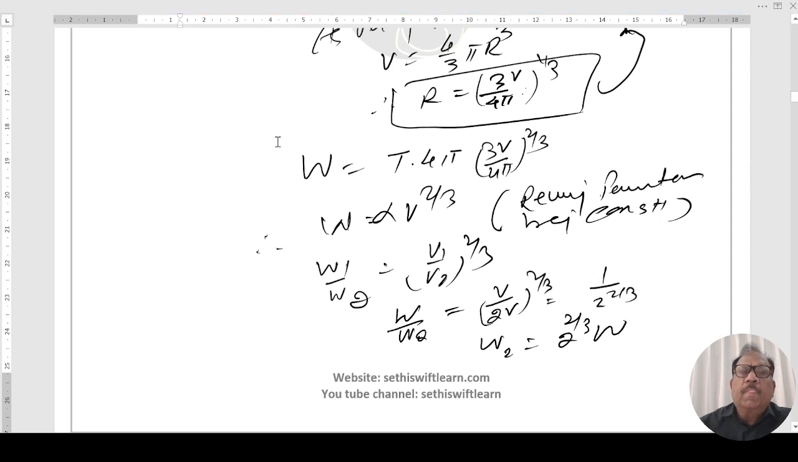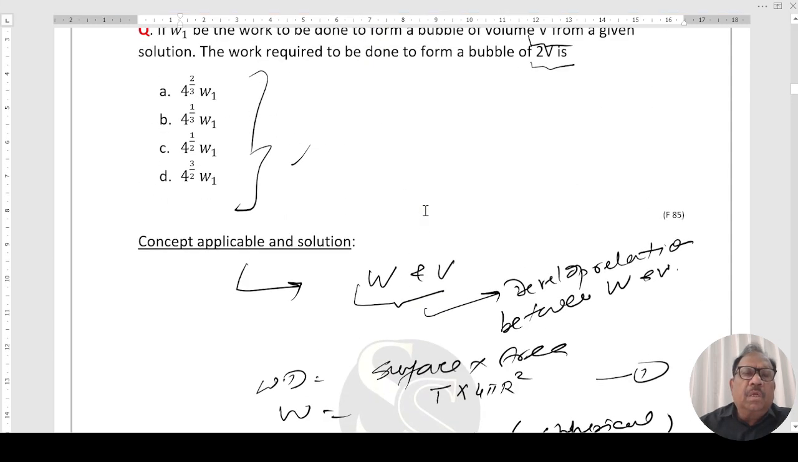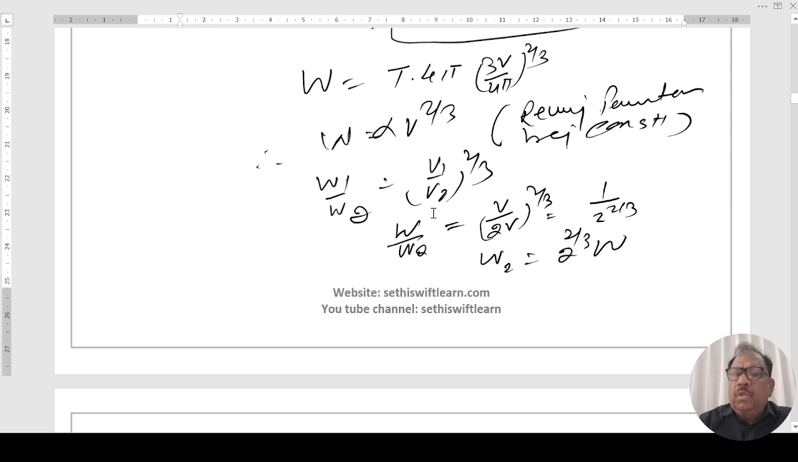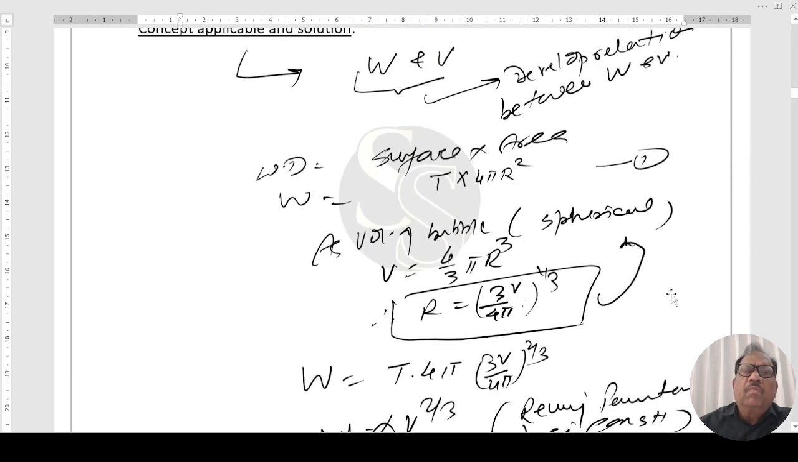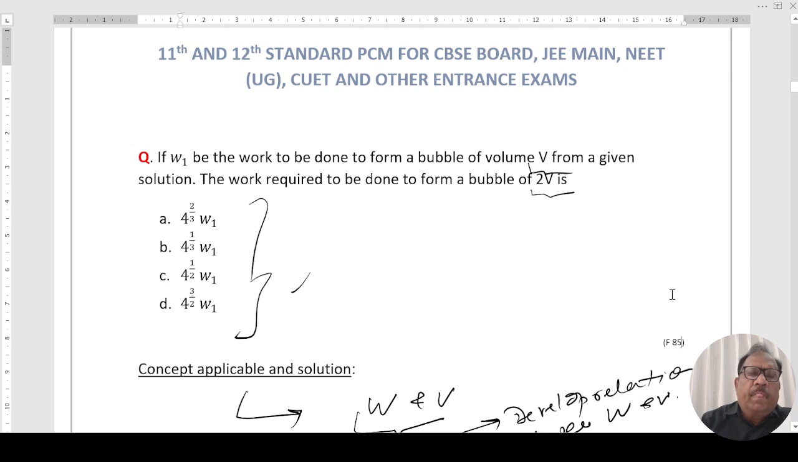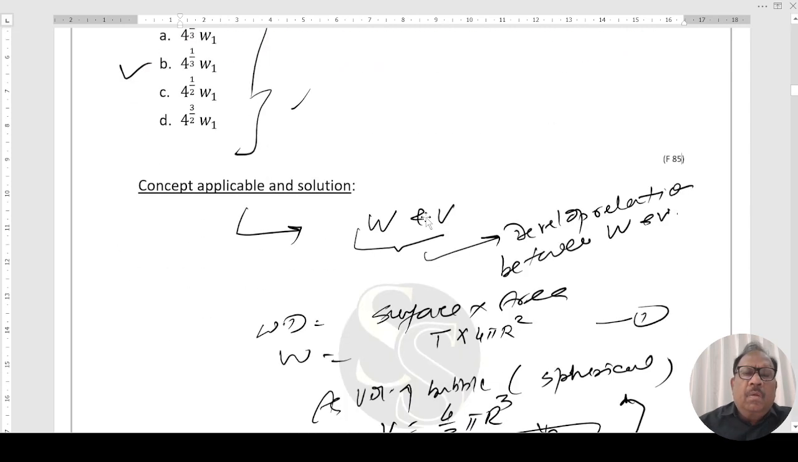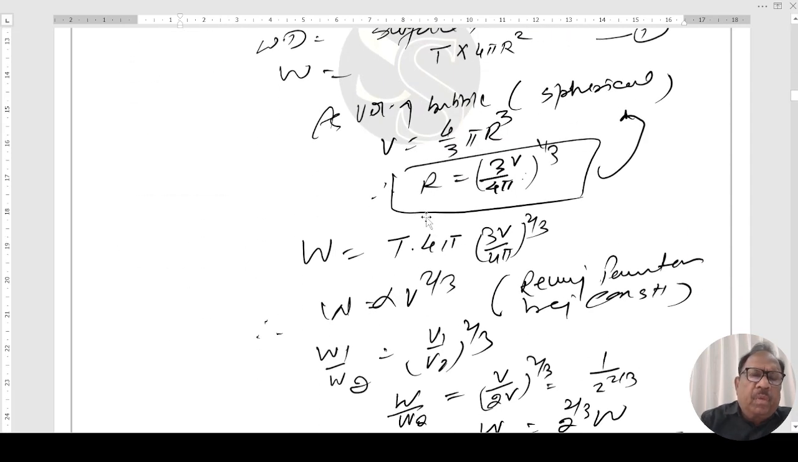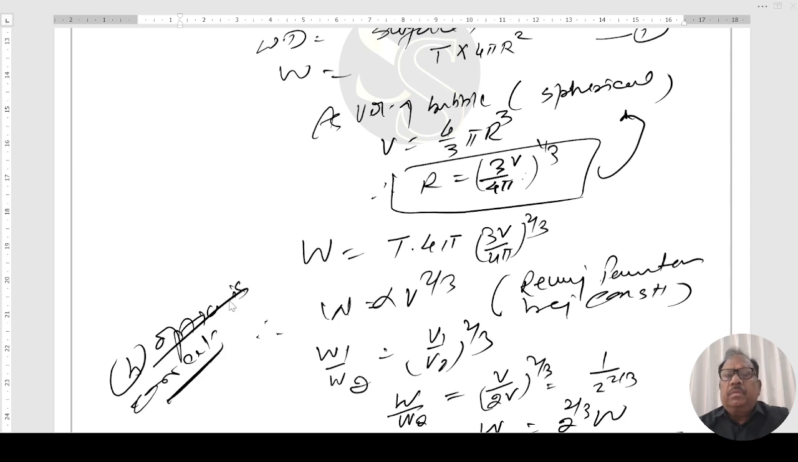That is one answer. Let's see the answer in terms of 4. We can write 2 to the power 2 by 3 as 4 to the power 1 by 3 W. This is the answer. Let us see which is the correct answer. B is the correct option. Right? Next question.